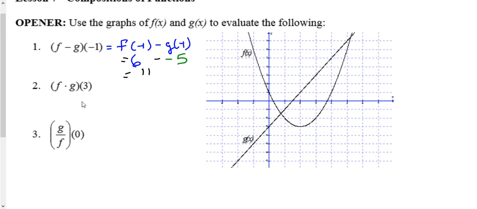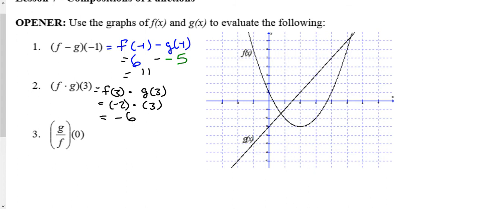In the next example here, I'm going to separate this into two multiplication statements. So this is f at 3 multiplied by g at 3. And so f at 3, again, 1, 2, 3, f at 3 here, we're at -2, it looks like. And g at 3, so 1, 2, 3, g at 3 is positive 3. So again, multiplying these two together, we get -6.